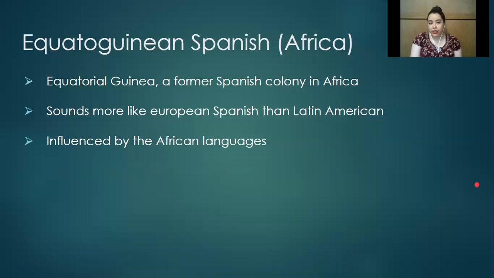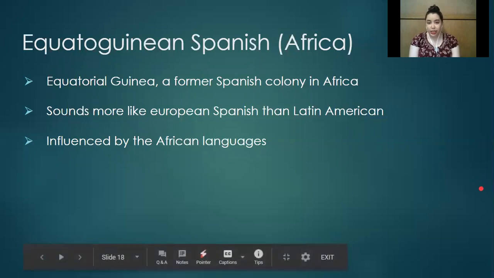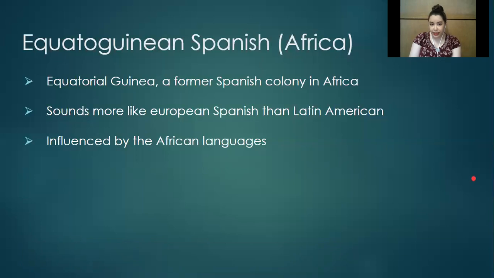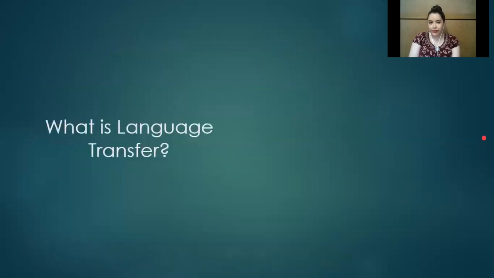And then Equatorial Guinean Spanish. Equatorial Guinea is a former Spanish colony in Africa. It sounds more like European Spanish than Latin American and is influenced by the African languages.